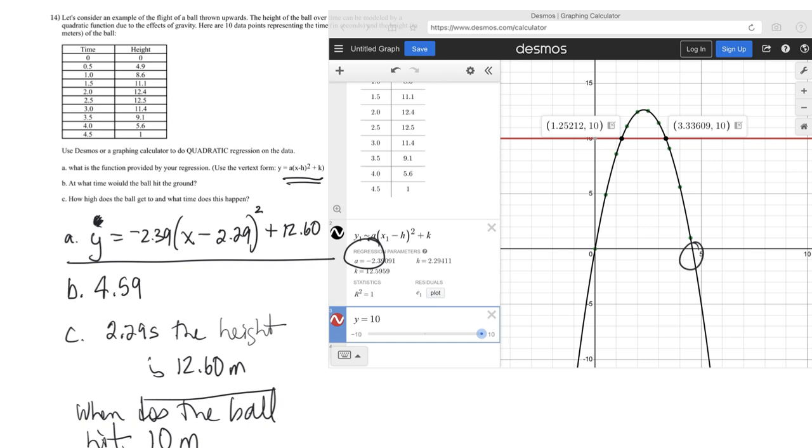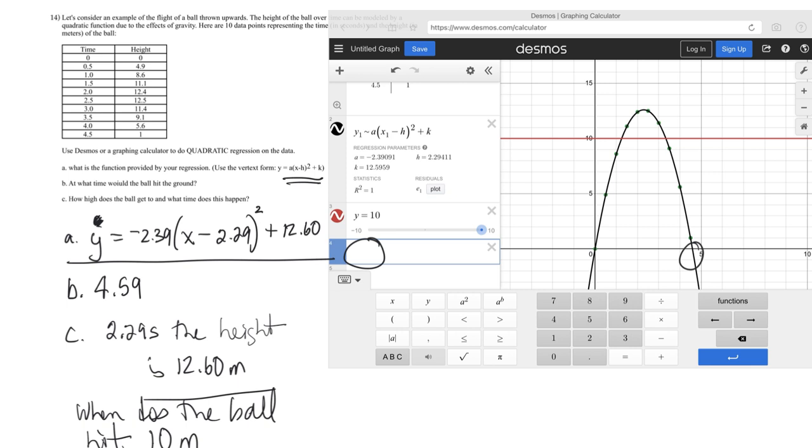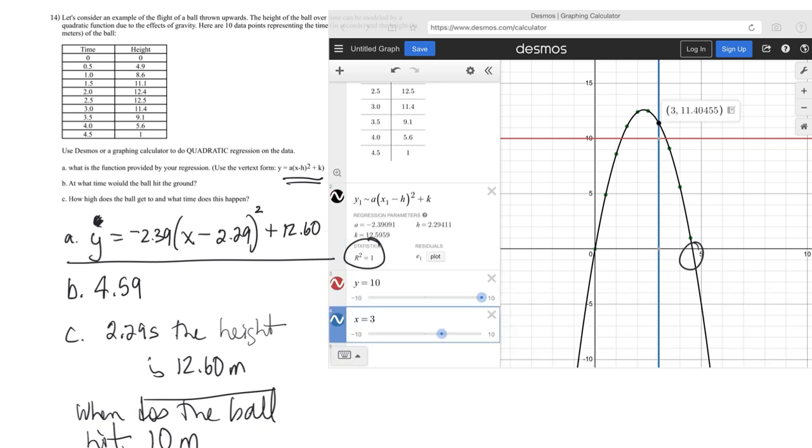Another question I could ask is, say, it hits the ground at 4.59 seconds, so how about 3 seconds? So how high is the ball at 3 seconds? And you could put a 3 in for x, I'll show you that in a sec, or you could just go x equals 3. And there's the line at 3, and so wherever it crosses my line, that'll be the height. So the ball is at a height of 11.4 meters after 3 seconds.